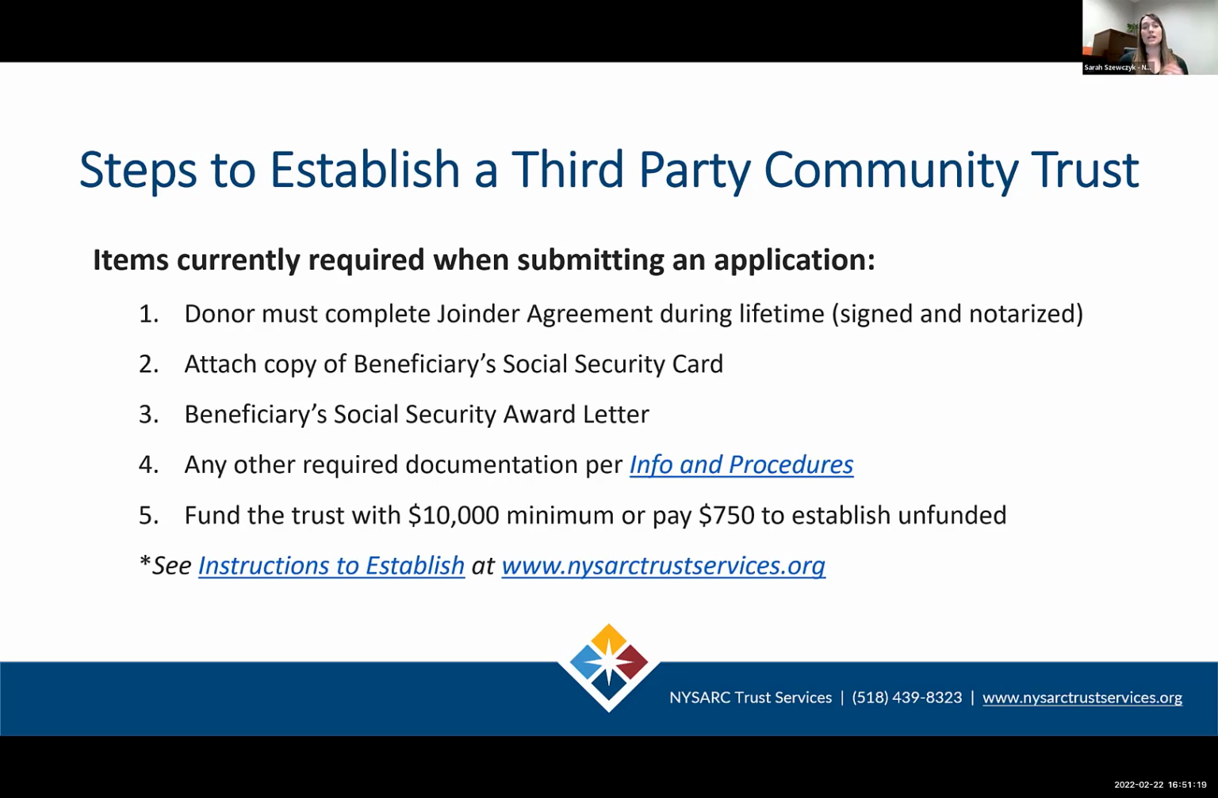Once the application has been filled out and you've provided the supporting documentation, it is simply a matter of funding the trust. You can either fund the trust with a minimum of $10,000 if you choose to do that now, or if your plan is to fund the trust with proceeds from your estate, you can establish the trust by paying a one-time enrollment fee of $750, and we can open the account unfunded. That way it's open and available, it can be named in your estate planning documents, and it's there to receive the funds when the time comes.